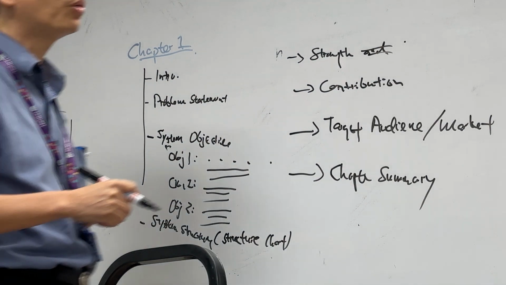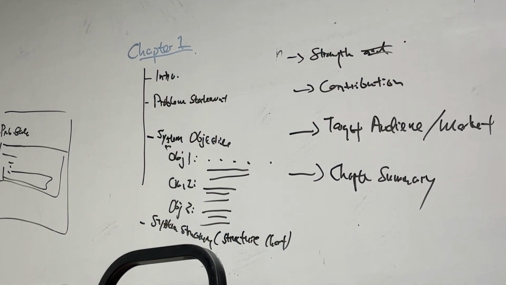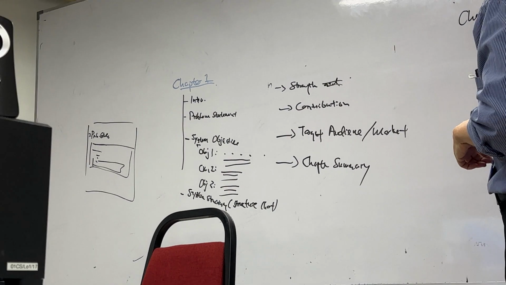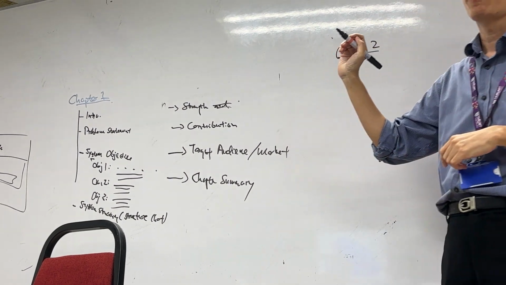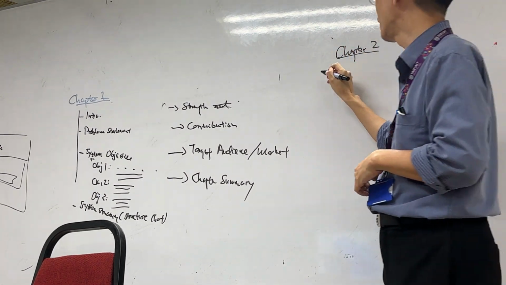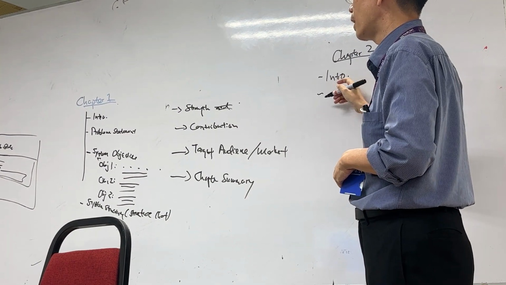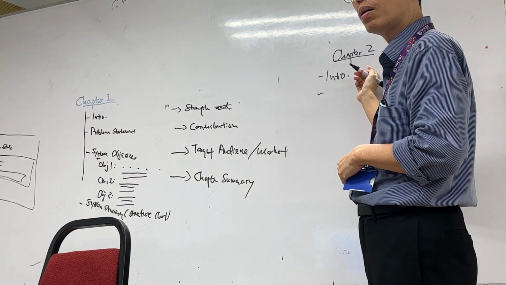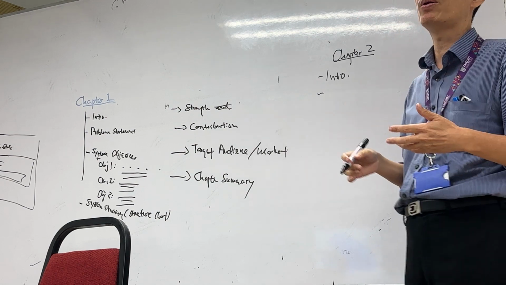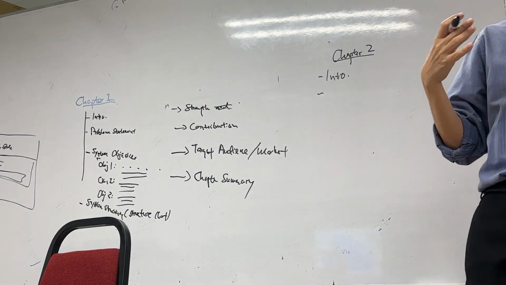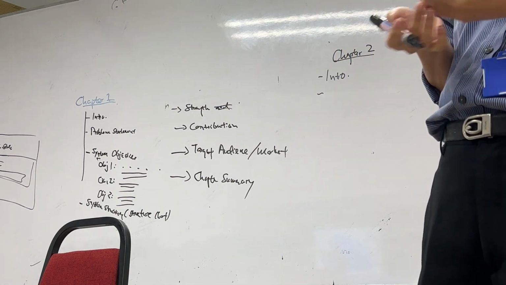So your chapter 2 is very simple. Not to say very simple, right? Chapter 2 is your literature review. What you are going to do in the literature review, definitely, first is the introduction. Maybe you can put it as your project background. Understand? And then, what are the things you are going to review? Go and review those things which are related to your project.